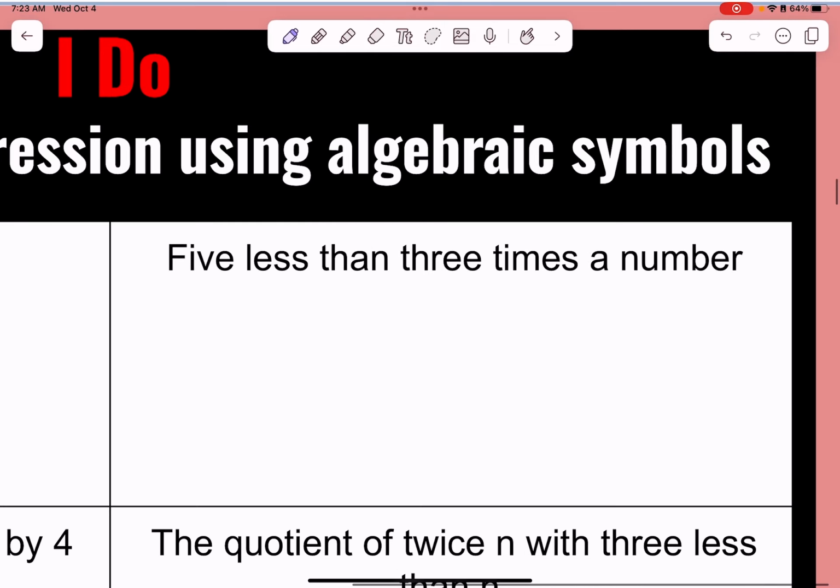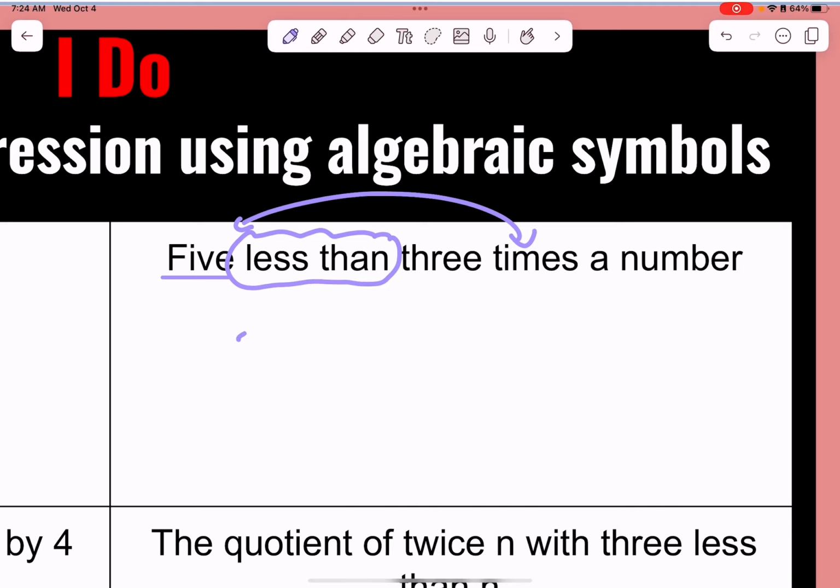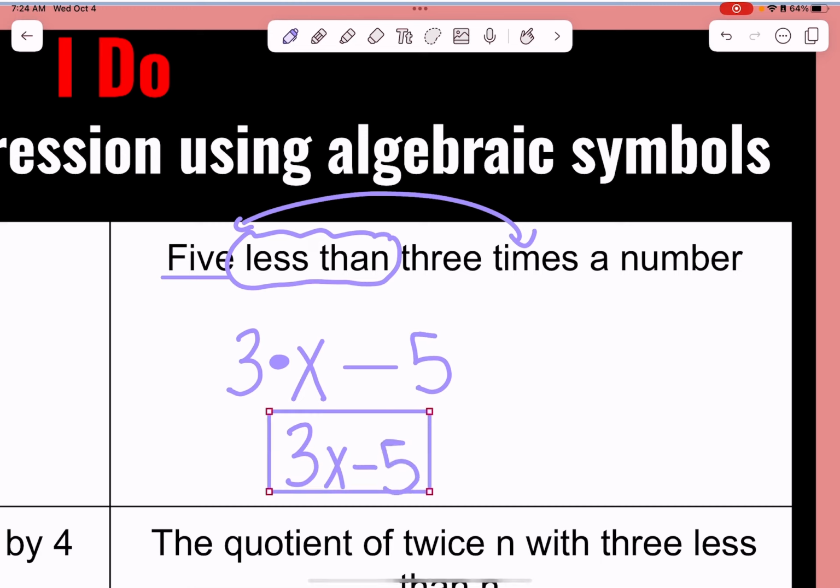The next one: 5 less than 3 times a number. Less than is a key phrase. Less than means you're switching the order of these things, so let's go to the second thing first. 3 times a number. I don't know what number we're talking about, so I'm going to put x. Then less than means to put a minus sign, and 5. Usually you won't see that little multiplication symbol there. It's just imaginary. So we would have 3x minus 5. 5 less than means you subtract in that order, and 3 times the number means 3 times x.